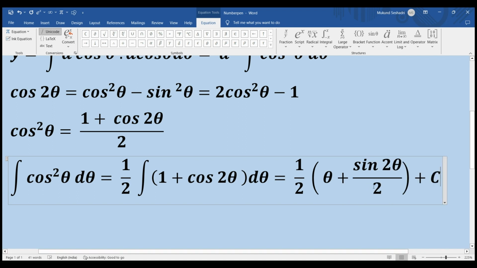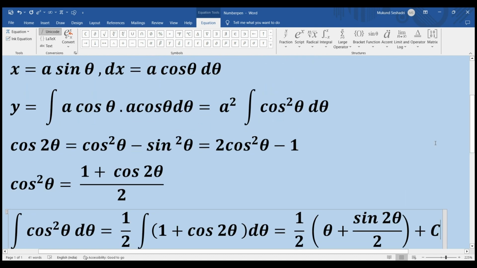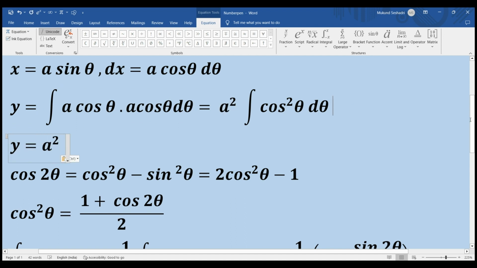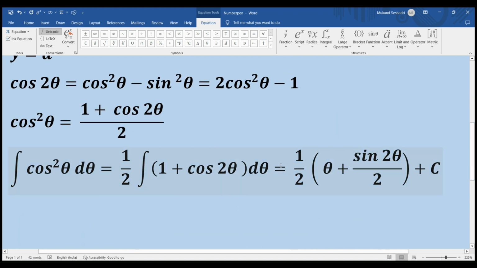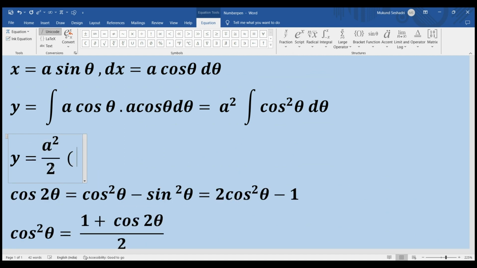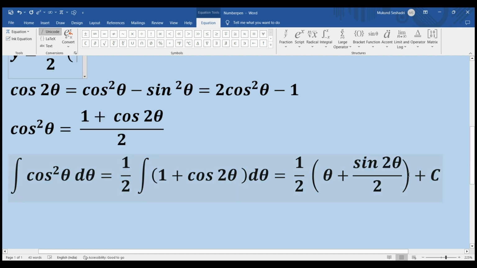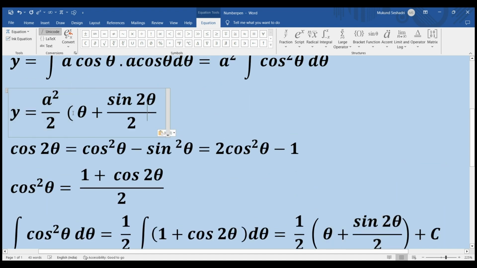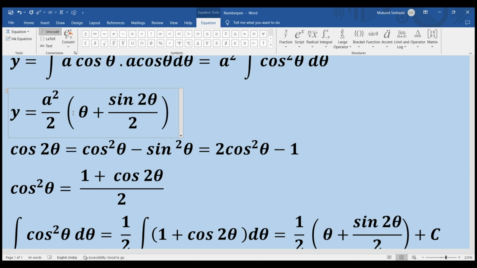So now I have the integral of cos square theta d theta, right? Now I go back to my y, a square times. Take a look at your integral of cos square theta d theta. We have a half outside the integral, so I can multiply the half with a square and rewrite this as a square by 2 times theta plus sine 2 theta by 2 plus c, right? I hope you folks are with me. And then I have my constant c.